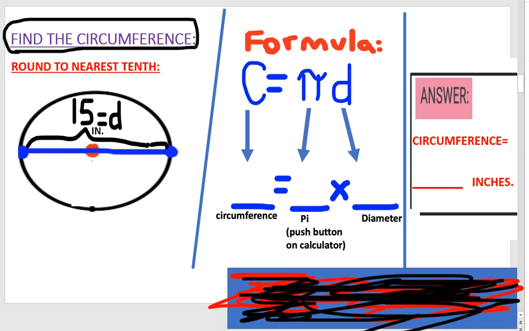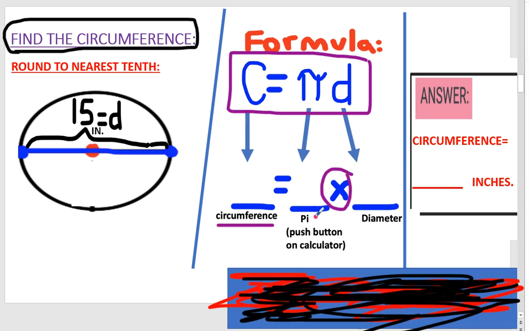So what we are going to do is use the formula, and the formula is pi d. C, circumference of a circle, is equal to pi d. What operation is this? This is multiplication. So we are going to find the circumference by taking pi, using the button on the calculator, times the d, the diameter. So what we are going to do is use the formula.